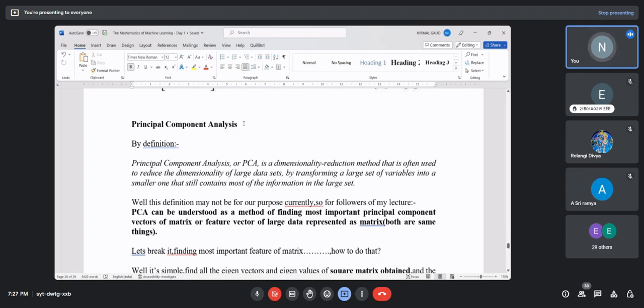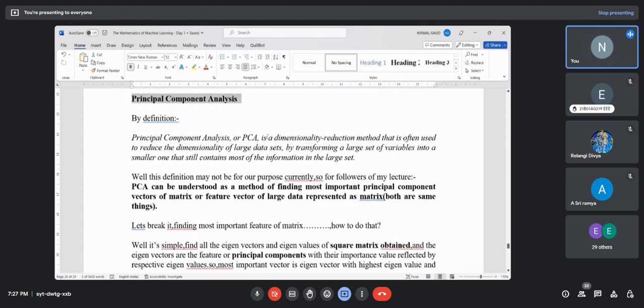Here is your algorithm, principal component analysis, PCA. It's called PCA, popular. It's a dimensionality reduction method that is often used to reduce the dimensionality of a large data set by transforming a large set of variables into a smaller one that still contains most of the information in the large data set. Remember, many hard things are to be understood in this simple statement.